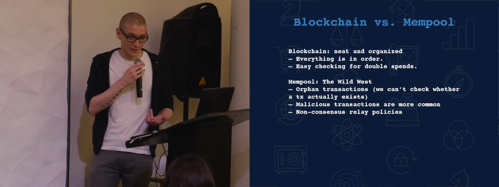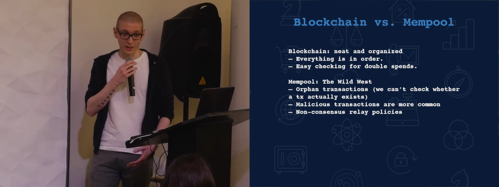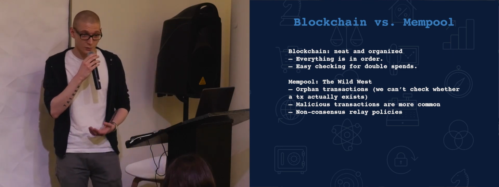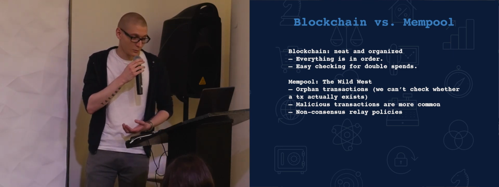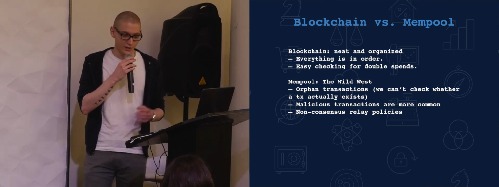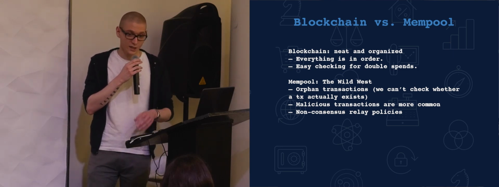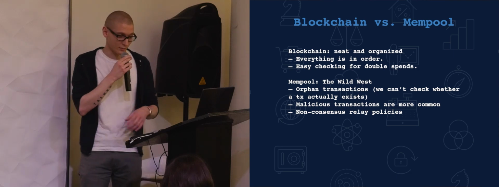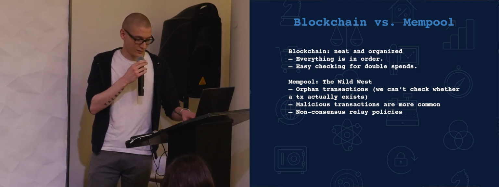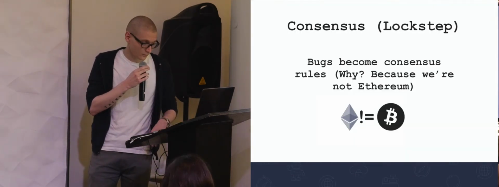And then the next thing that's hard about the mempool is these transaction relay policies. Like I said, they're not consensus rules, so you're allowed to get them wrong, but they're still very hard to implement. They're very tricky, and because they're stricter than consensus rules, they're easier to get wrong.